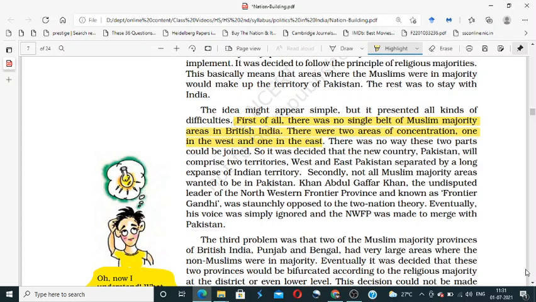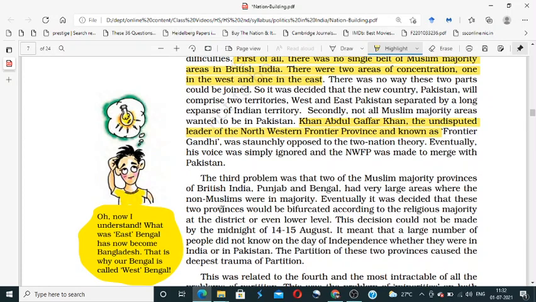And also many people within Pakistan, especially Khan Abdul Ghaffar Khan, who was the leader of the Northwest Frontier Province, the area which is between Pakistan and Afghanistan. This particular person was known as Frontier Gandhi, and he was particularly against the idea of an Islamic State of Pakistan. So these people weren't very happy joining the Pakistan province.